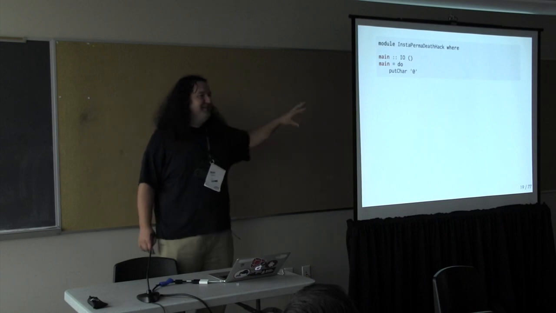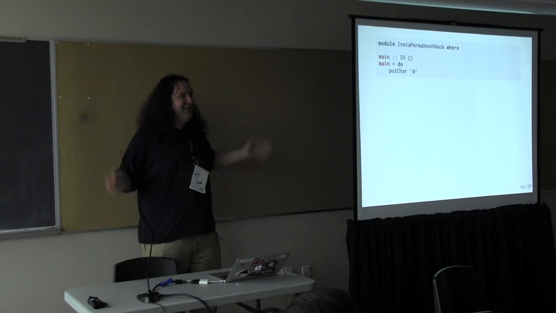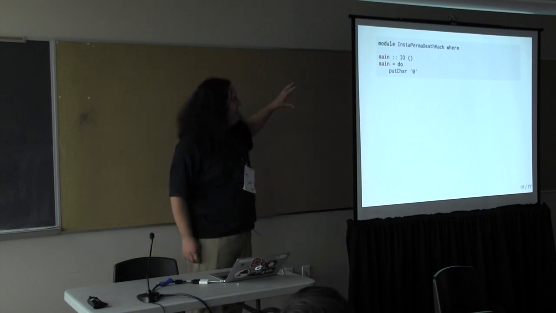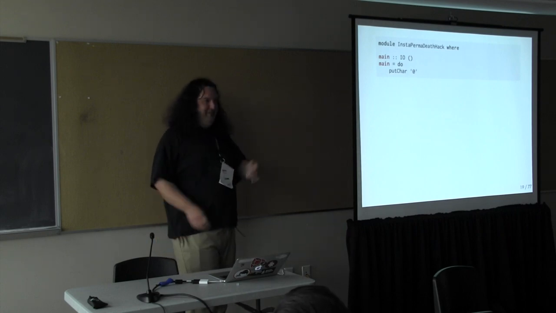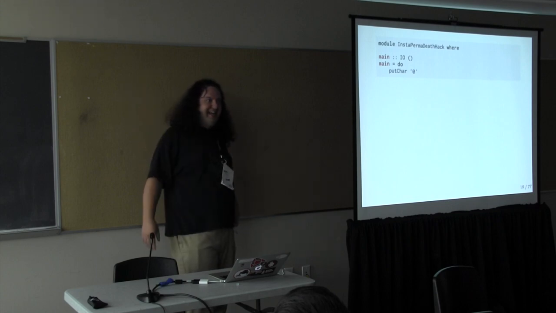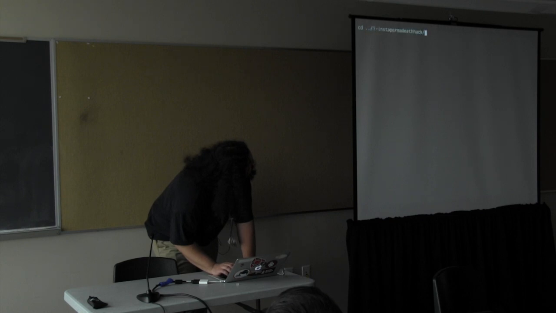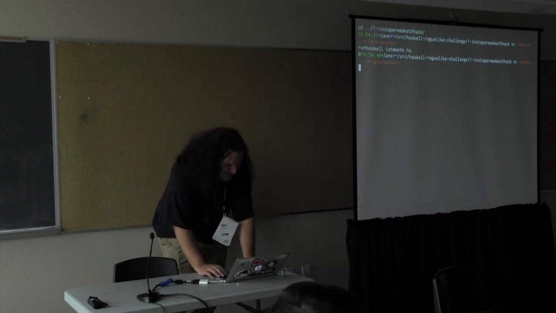First off, looking at this code, who has some idea of what this is doing? Okay, great. You've read some Haskell. So there's not a whole lot to say about this. Basically, you start up the program, it prints an at sign, and then it quits. I can actually run that. If I remember where I am. There. There's an at sign in front of that prompt.